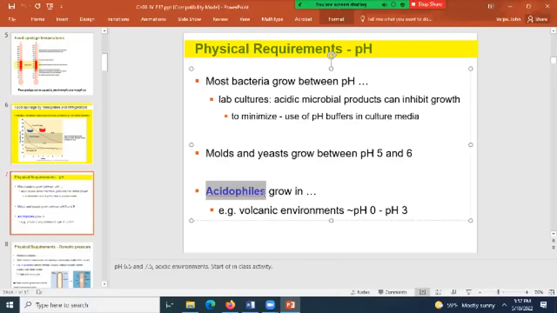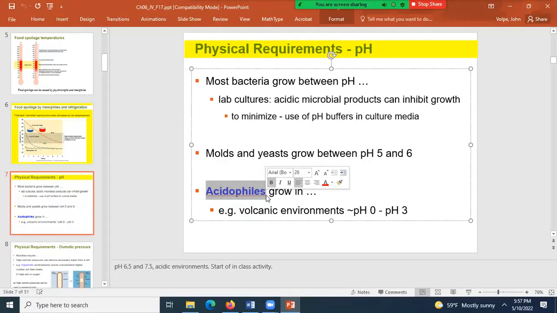Where in your body do you have acidophiles growing? In the stomach? Yes, in your stomach. The pH of the stomach is between pH 1 and about pH 3, assuming you haven't eaten anything. Okay. If you eat something, the pH of the food will raise the pH of the stomach.